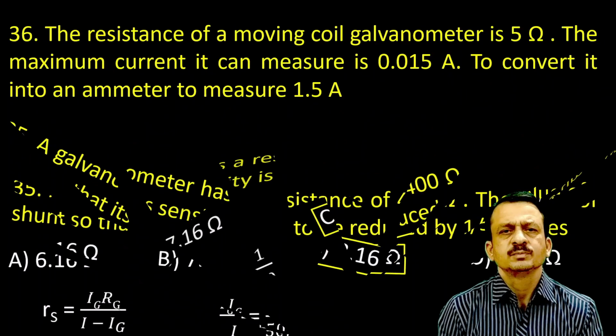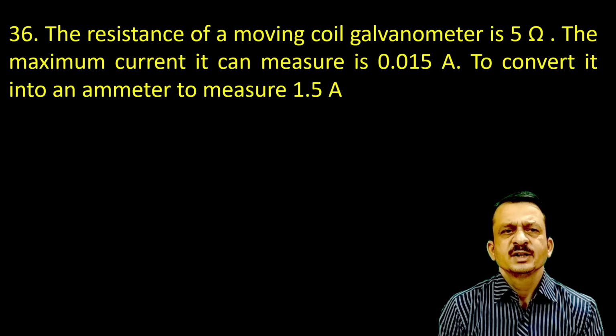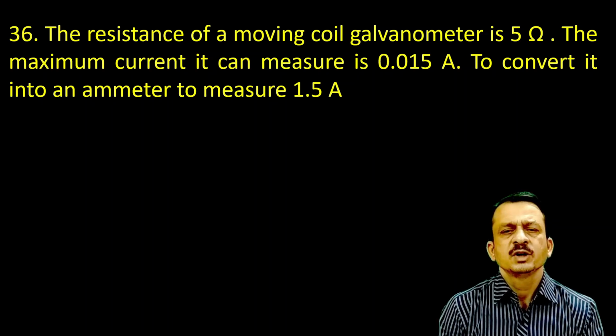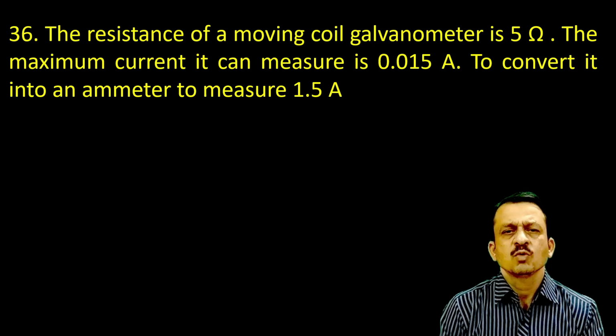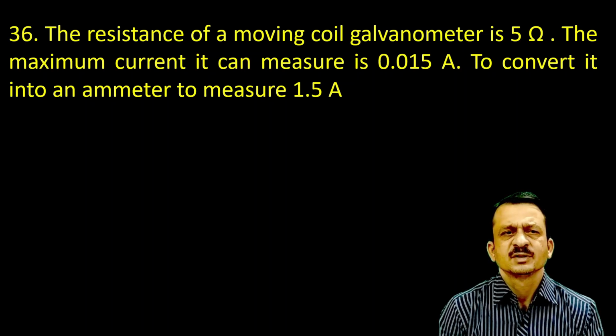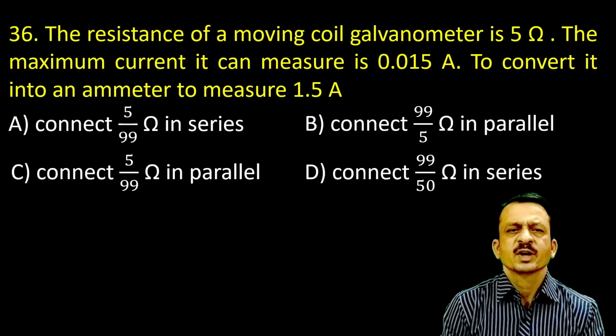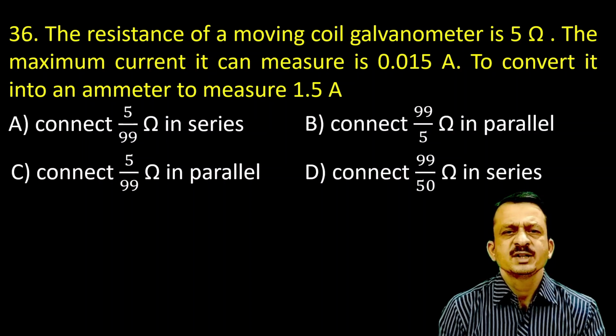Next problem. Resistance of a moving coil galvanometer is 5 ohm. The maximum current it can measure is 0.015 amps. To convert it into an ammeter to measure 1.5 amps, what do you have to do? Options: A, connect 5 by 99 ohms in series. B, connect 99 by 5 ohms in parallel. C, connect 5 by 99 ohms in parallel, and D, connect 99 by 50 ohm in series.